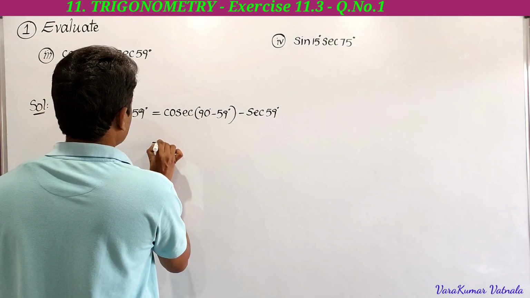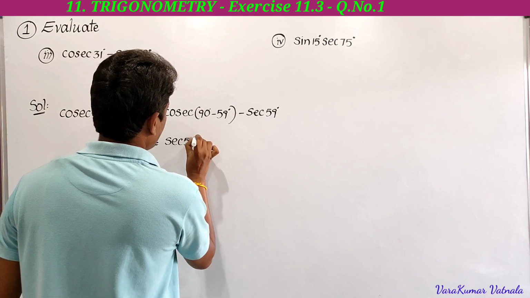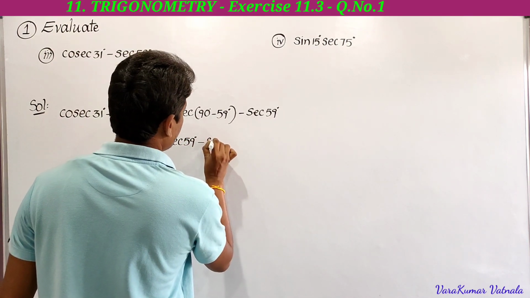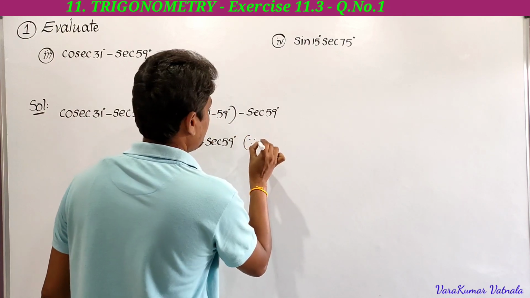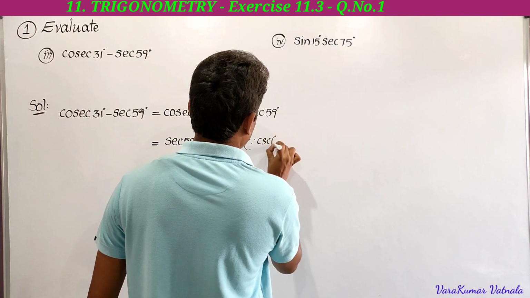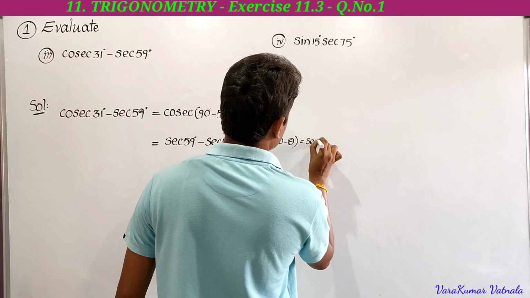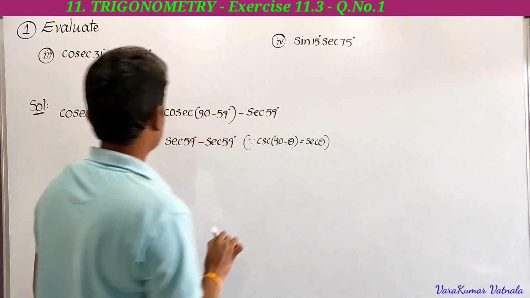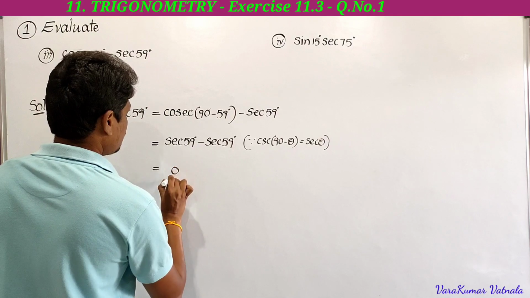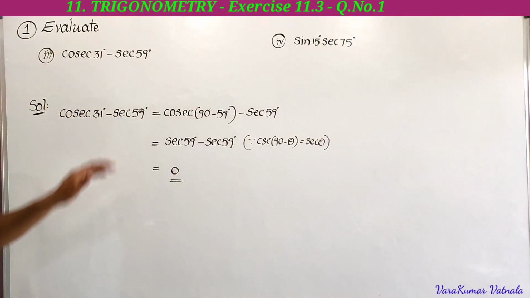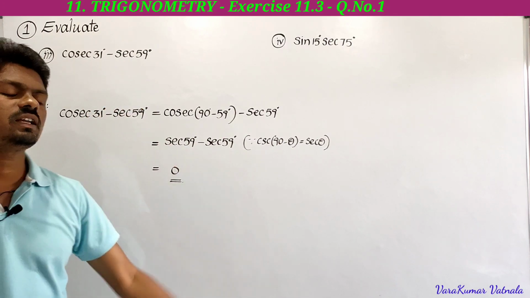So we get secant 59, secant 59. So minus, what is there here? Secant 59, write this as usual. Since we have applied cosec 90 minus theta equal to secant theta, using this formula we have written. So here secant 59 minus secant 59, we get 0. So the value of the third one, cosec 31 degrees minus secant 59 degrees, is 0.